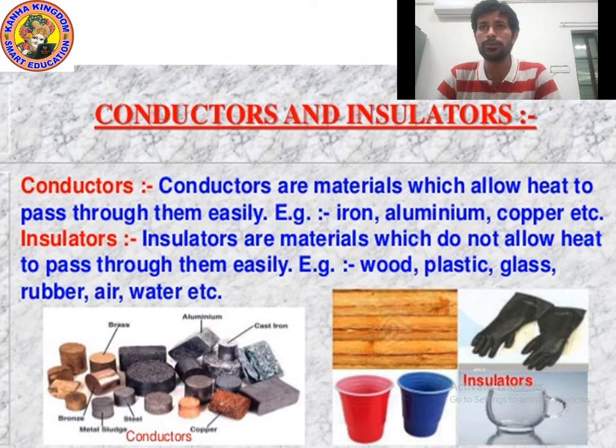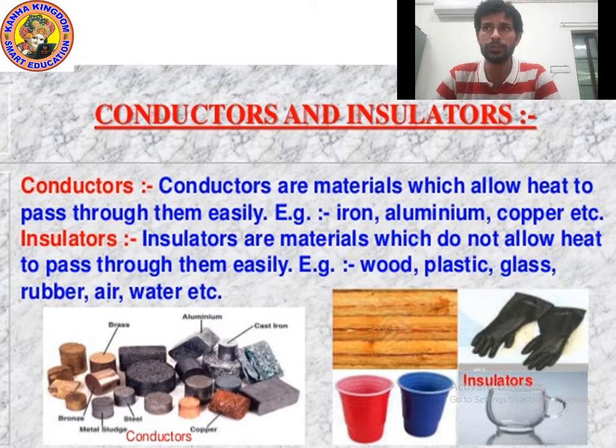So examples of insulators are wood, plastic, glass, rubber, air, water. Yes, pure water, crystal water is an insulator. Otherwise water is not an insulator. So wood is an insulator, plastic is an insulator, glass is an insulator, rubber is an insulator, air is an insulator of heat and electricity. So remember kids, what are conductors?